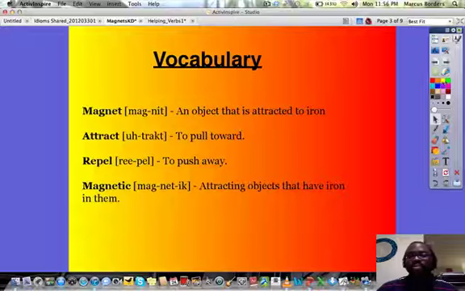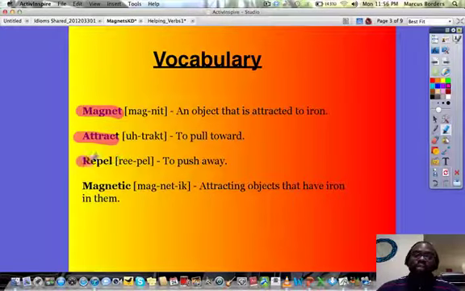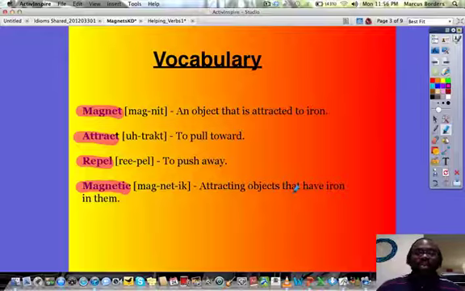Vocabulary. Magnet: an object that is attracted to iron. Attract: to pull toward. Repel means to push away. And magnetic: the attraction of objects that have iron in them, okay? Take a moment in your science journals, head your paper as magnets, and write down these vocabulary words. Pause the video.